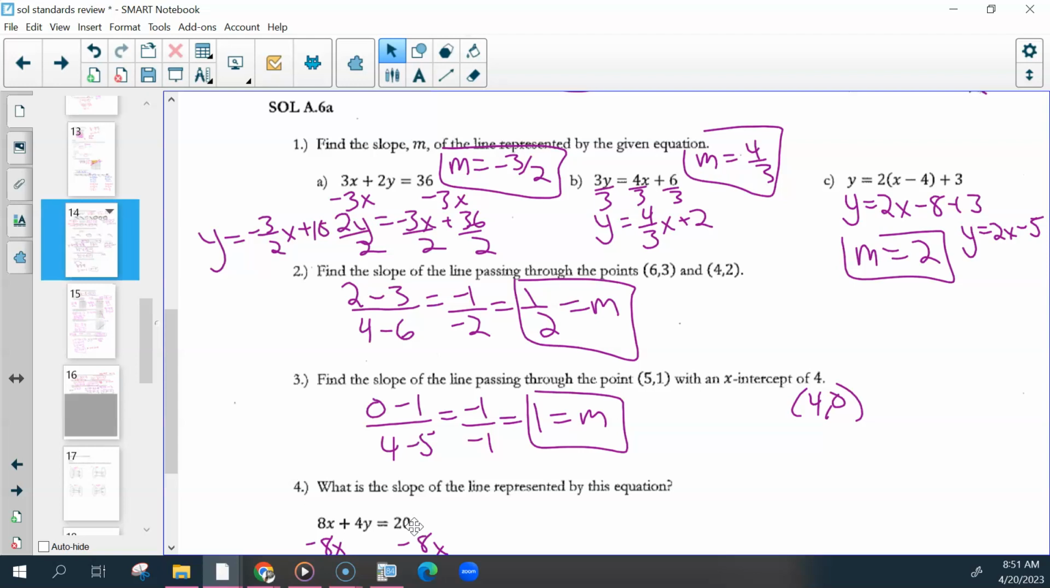So for number 1, parts A, B, and C, you would find the slope of the given equation. If you were doing the work, subtract 3x, divide everything by 2, your slope was negative 3 over 2. B, just divide everything by 3, so the slope was 4 over 3. C, you really didn't need to do the work, but you could have simplified this because the slope was already given to you.